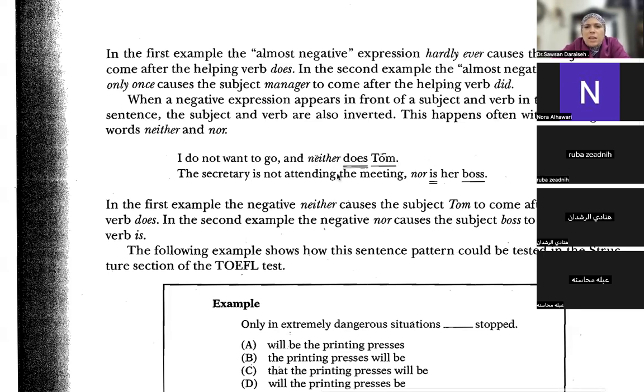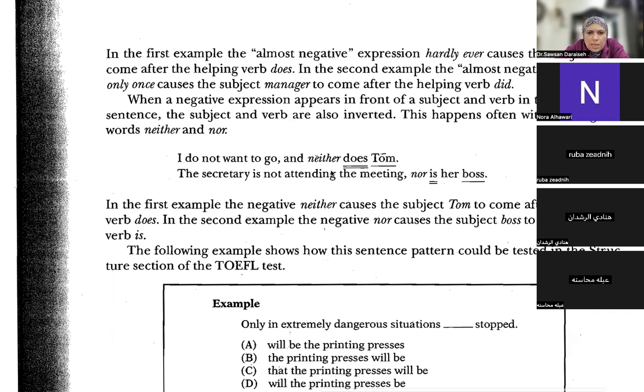The secretary is not attending the meeting. السكرتيرة ما حتحضر الاجتماع, right? Nor is her boss. ولا حتى الباص المسؤول عنها، رئيس قسمها أو, you know, the person who's in charge of her, المسؤول عن شركة منظمة whatever, المسؤول عنها whoever. So nor is her boss.